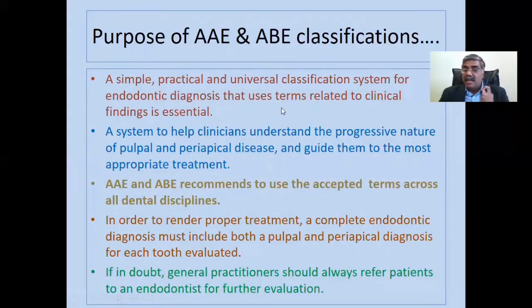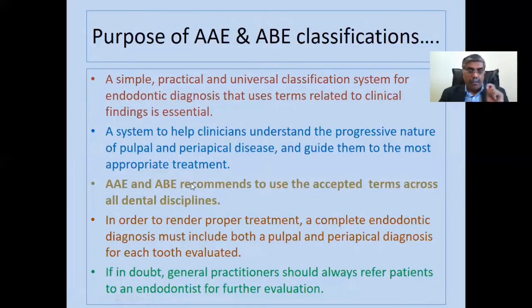And they need a diagnostic term based on the clinical finding rather than on the pathological finding. That is the first explanation given. A system to help clinicians understand the progressive nature of the pulpal and periapical disease and guide them to the most appropriate treatment. So based on the clinical findings, they need an endodontic diagnosis, and that diagnosis should help the general practitioner or a clinician to make a good, appropriate treatment plan. So that is the second intention.